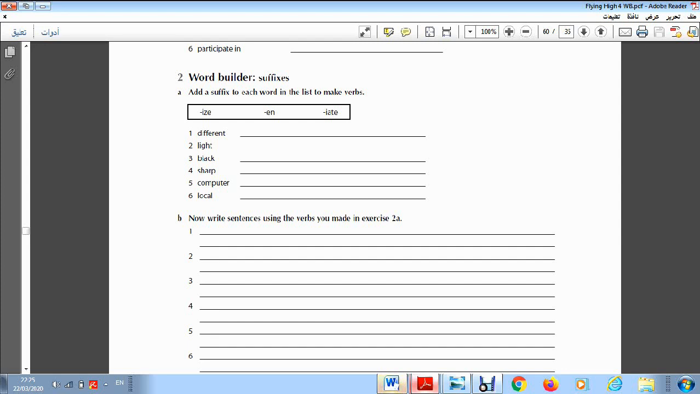Differentiate. Light. Lighten. Of course, it is lighten. You are right there. Lighten. Write it with the addition of the suffix. Black again becomes blacken. Sharp. Sharpen. Well said.